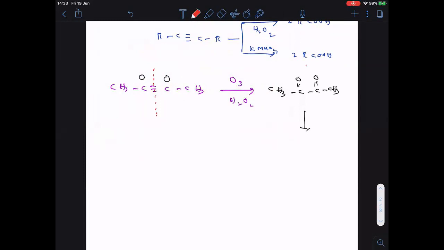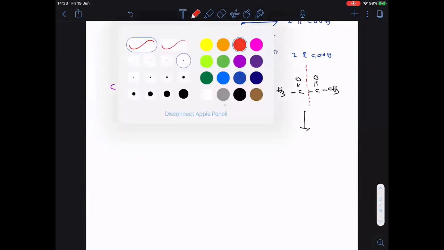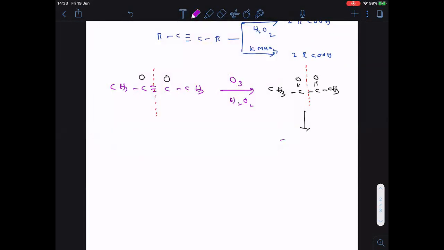See clearly. First of all, we have to break the pi bond. We have to break the bond like this. On the left side you see two carbons, which means we will get the 2-carbon acid. What is the 2-carbon acid? CH3COOH. On the right side you see 2 carbons are there. From that also you will get again the 2-carbon acid. So again the same acid you will get.